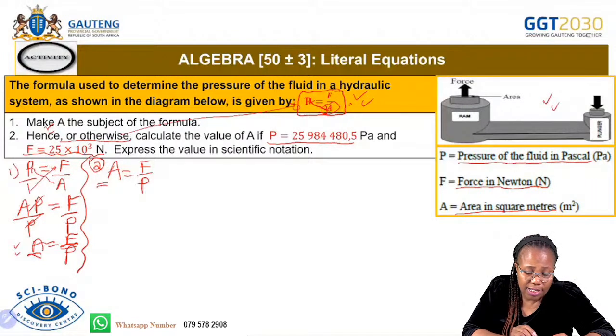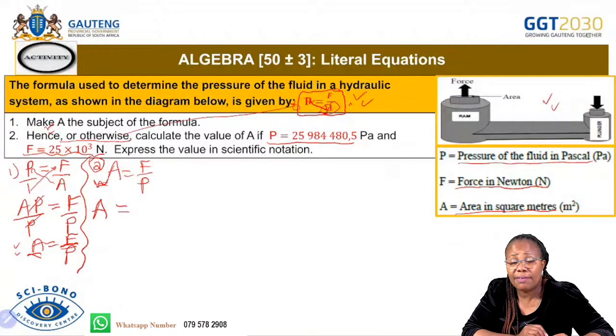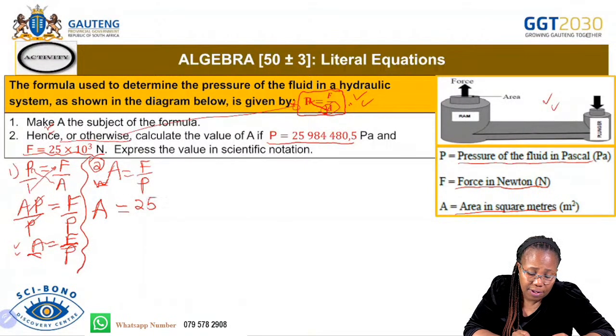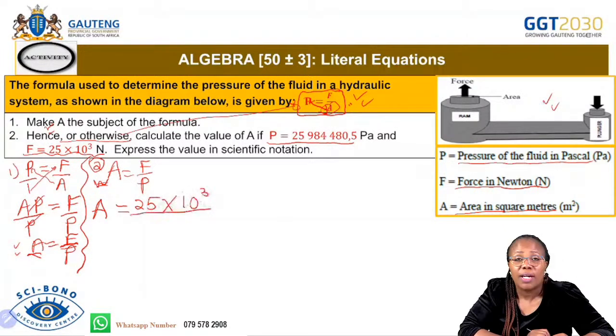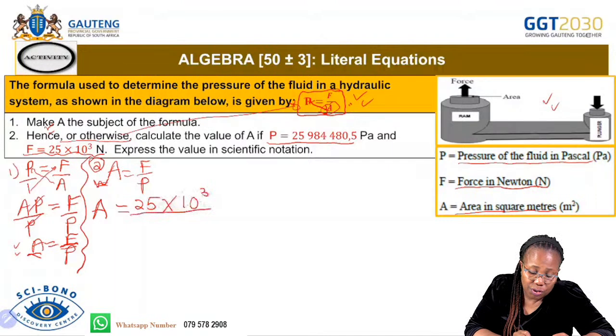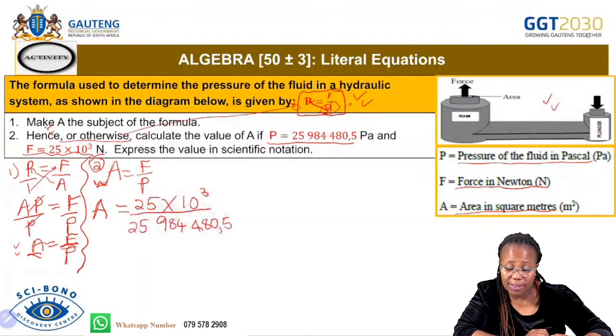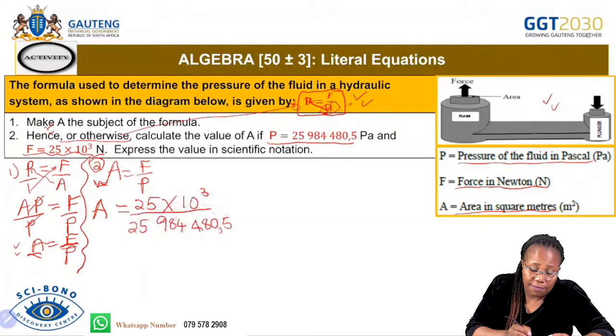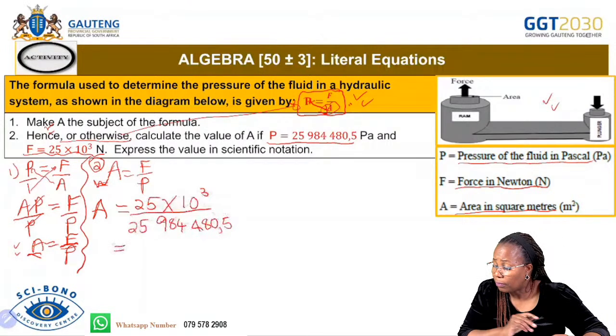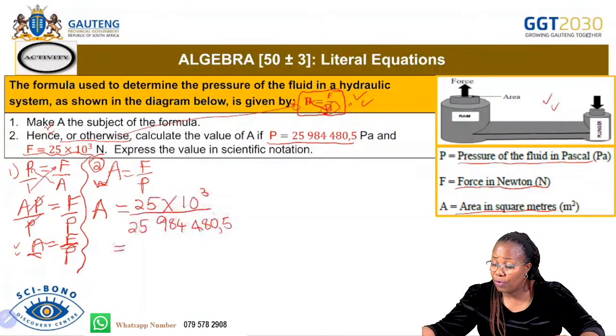And then now let's start substituting. We are looking for the value of A, where we are given F is 25 times 10 to the power 3 newtons, divided by P, which is 25,984,480. Be careful, it's a very big number. You might lose one somewhere, double check. And then from here we are dividing the two values, grade 12.